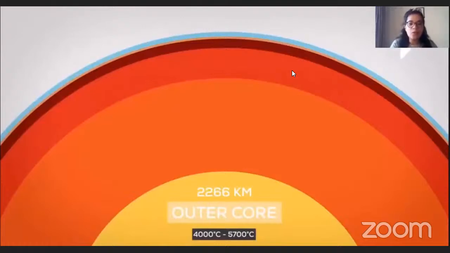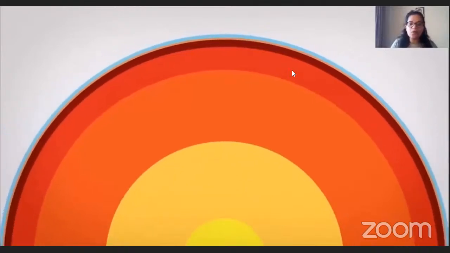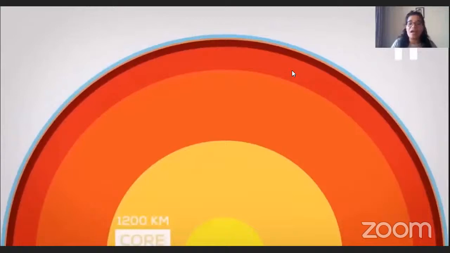2,266 kilometers thick. And you know what the temperature is about there? It is around 4,000 degrees to 5,000 degrees. Okay, now if we go a little more in, we have the inner core, and that's right in the center.